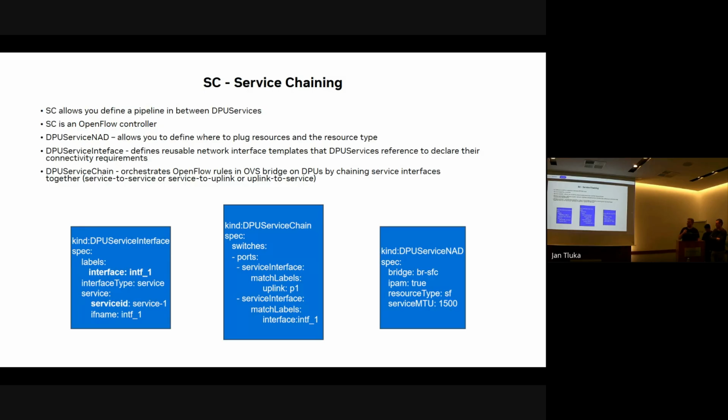So in order to function, what do we need? We need a bridge. So for that abstraction, we have the CR DPU service NAT, which will create a bridge and allow us to plug a resource type.